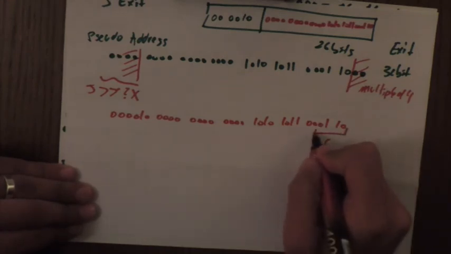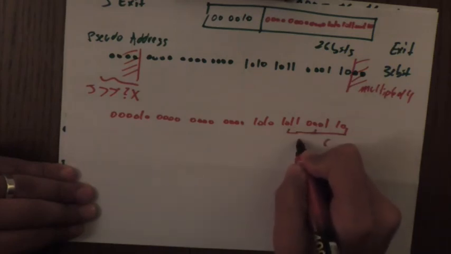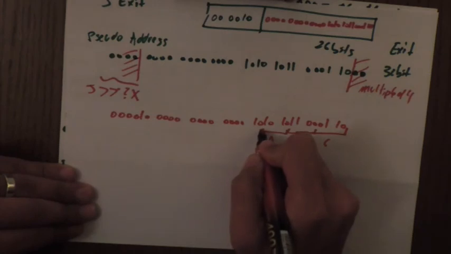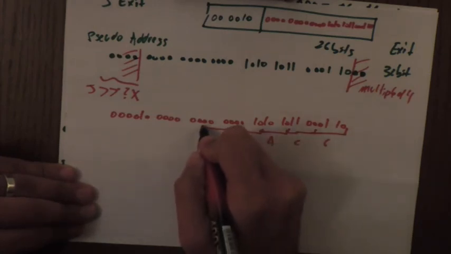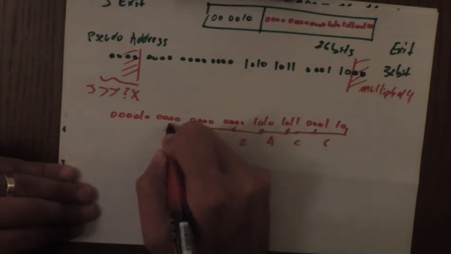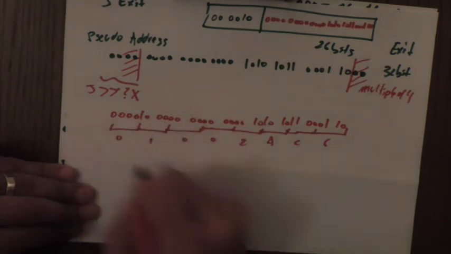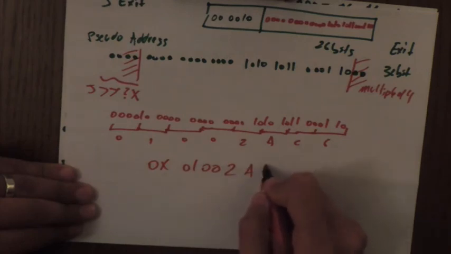This will be 6. Those 2 zeros with these 2 ones will be C. This will be A. This will be 2. And then 0, another 0, 1, 0. So the hexadecimal representation will be 1002AC6.